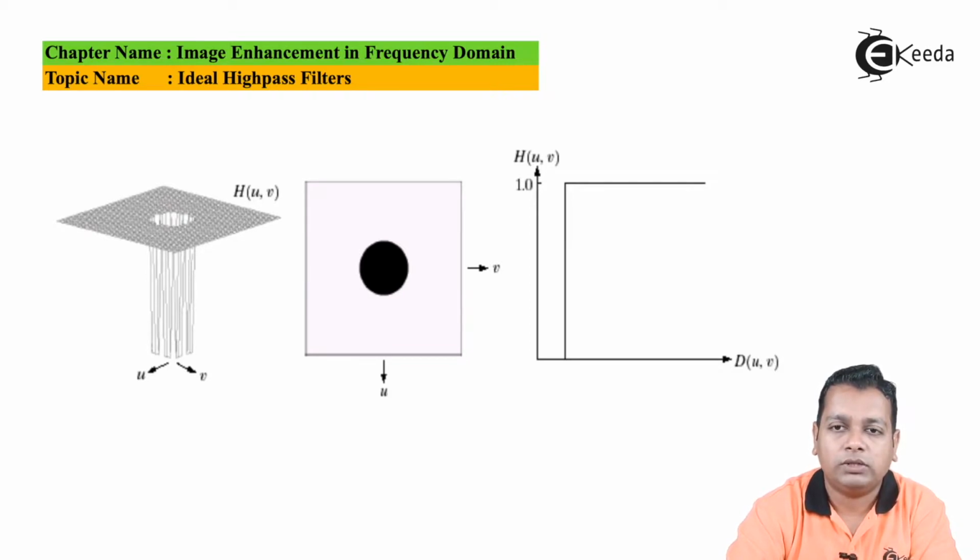So for this particular case the logic level is 0, and at this particular point we have the logic level 1 here. So at this particular point we should be marking D suffix 0, the cutoff frequency for the ideal high pass filter.